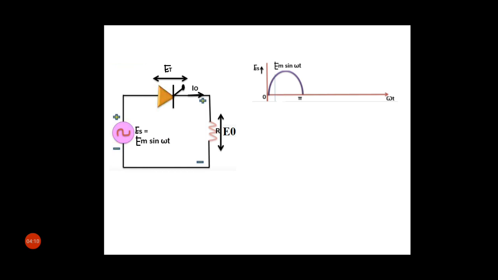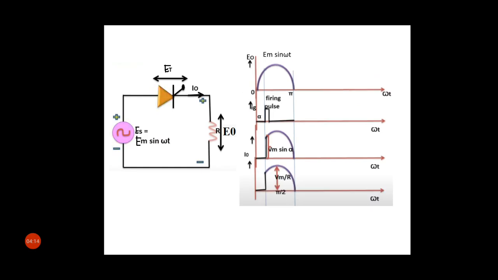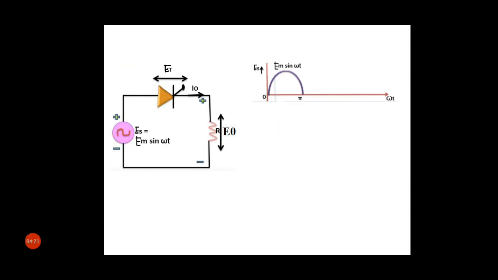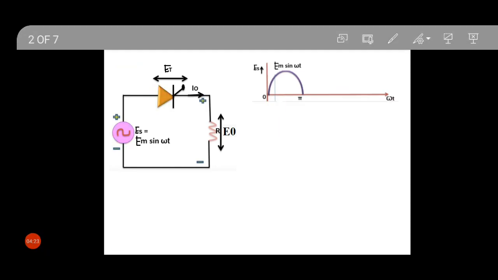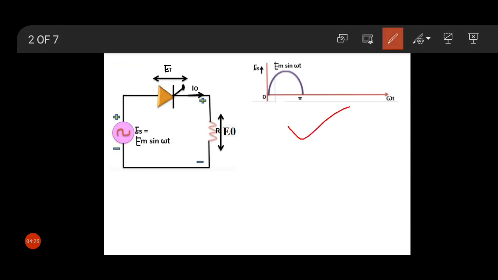Now I will discuss the waveform of this circuit, how it will come. See this waveform, this is our supply voltage. Here we consider the positive half of the supply voltage, time 0 to pi. Here the x-axis is omega t and the y-axis is the voltage.